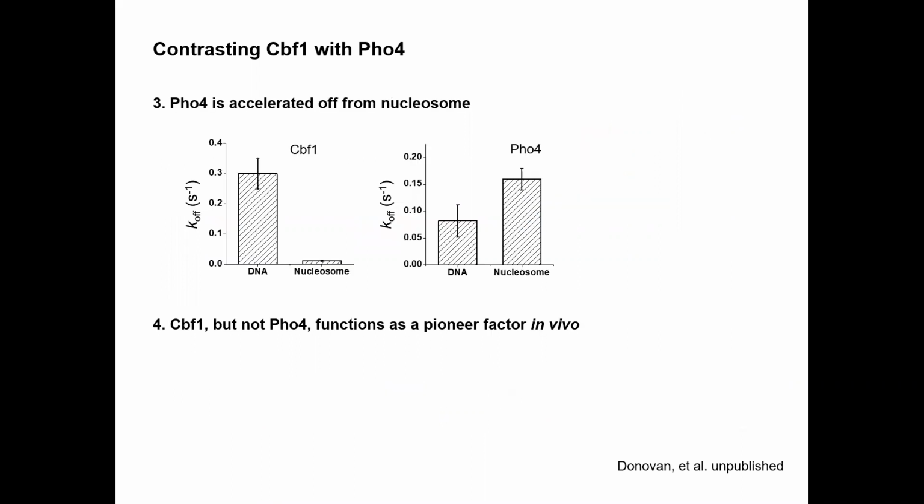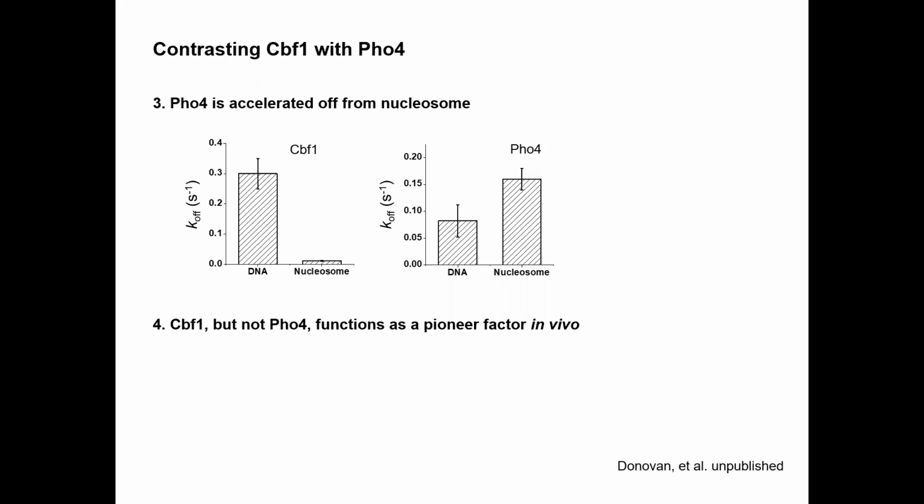But interestingly, unlike CBF1 that dissociates much slower on nucleosome than on DNA, FO4 dissociation is actually a little bit accelerated on nucleosome and on DNA. We also have evidence that I'm not showing here that only CBF1 but not FO4 functions as a pioneer factor inside the cells. So now we have 2 proteins that have very similar structure, bind to very similar sites, but only one of them functions as a pioneer factor.